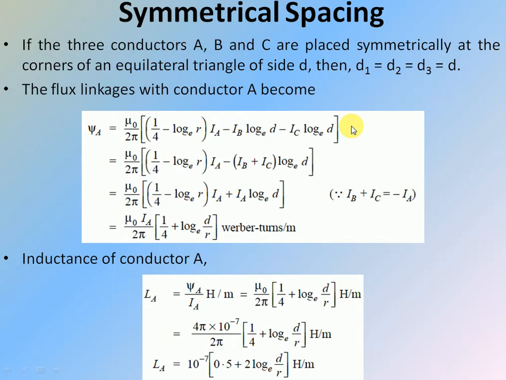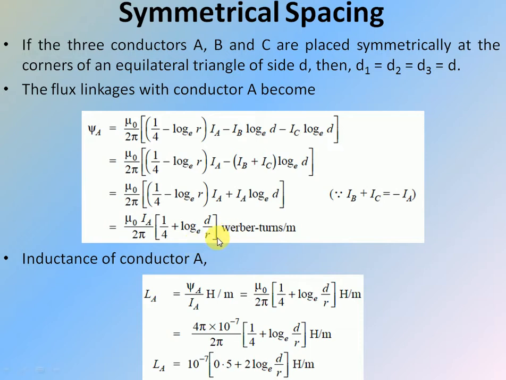then you will be able to get the relation for flux linkage associated with conductor A in the case of symmetrical spacing. Further simplifying, you will get a term IB plus IC, but from the condition of a balanced load system, we know that IA plus IB plus IC is equal to 0. So you can substitute IB plus IC as minus IA, and minus of minus IA becomes plus IA. Then you can take the IA term common from these two terms, and finally you will get the total flux linkage associated with conductor A under symmetrical condition as mu 0 IA by 2 pi into 1 by 4 plus natural log of d by r.